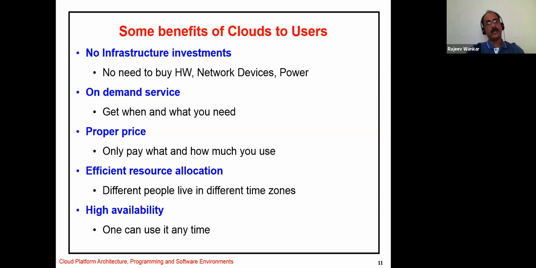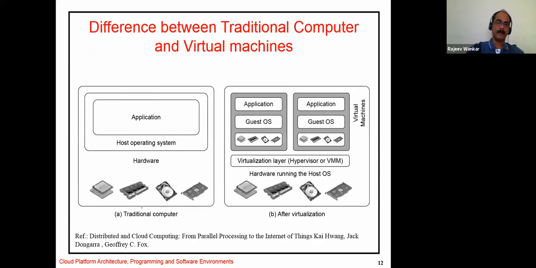Efficient resource allocation, because since different people live in different zones, some of them may be using it while people in another zone may not be using it, and so on. So efficient resource allocation is possible. And high availability: for the users, it is always the case that the machines are available. In the background, one needs to find the ways in which this high availability is to be maintained. So the cloud providers are working on that particular aspect. They are trying to see how high availability can be achieved.